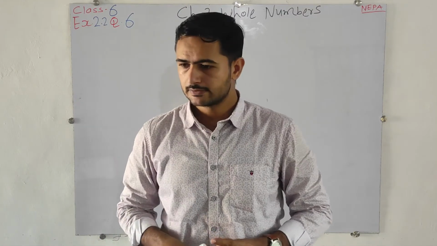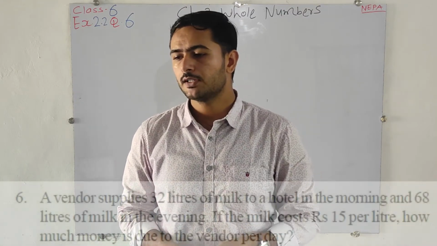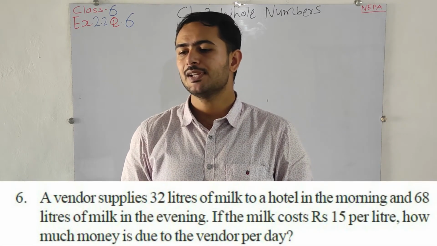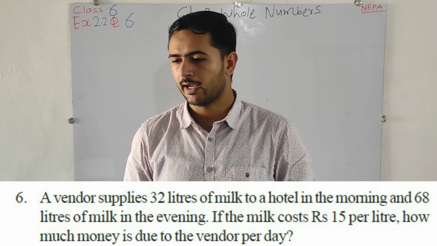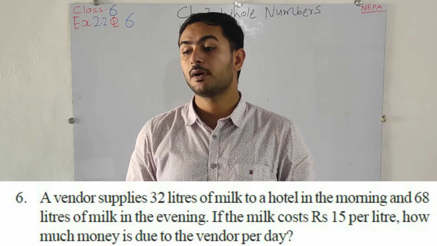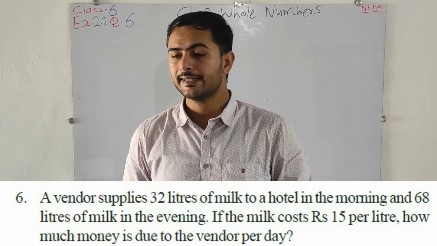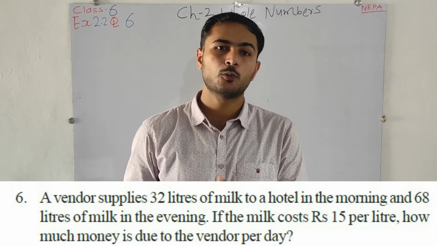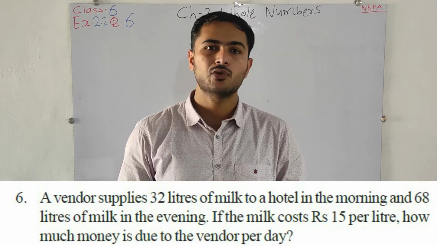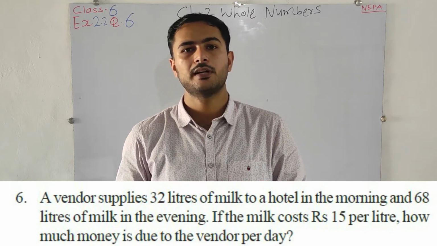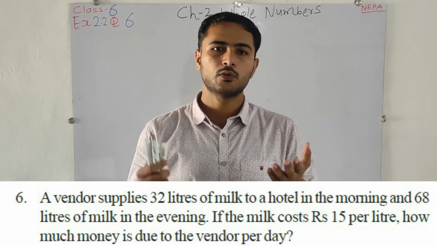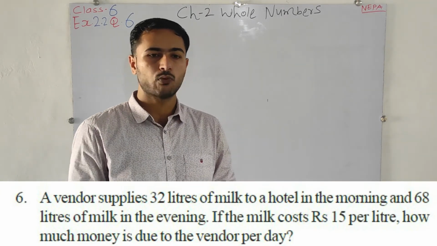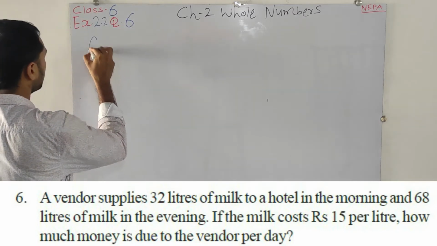Now the question number 6. A vendor supplies 32 liters of milk to a hotel in the morning and 68 liters of milk in the evening. If the milk costs rupees 15 per liter, how much money is due to the vendor per day? In the question it is given that rupees 15 per liter, but actually right now that is not rupees 15 per liter, that is almost 30 to 50. Fine. So let's start with the given details. What is given?